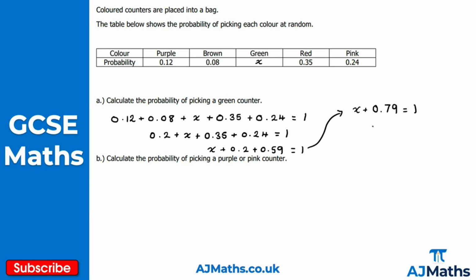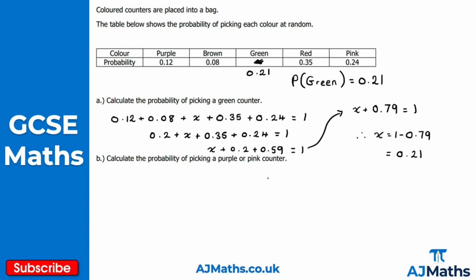So finally, if we just want x here, we need to subtract 0.79 from both sides. So x is equal to 1 minus 0.79. And in this case, for x, we're going to get 0.21 there. Okay. And now that's our solution to part A. So the probability of a green counter is equal to 0.21 there. So you can replace the x here if you want with 0.21. So that's part A.